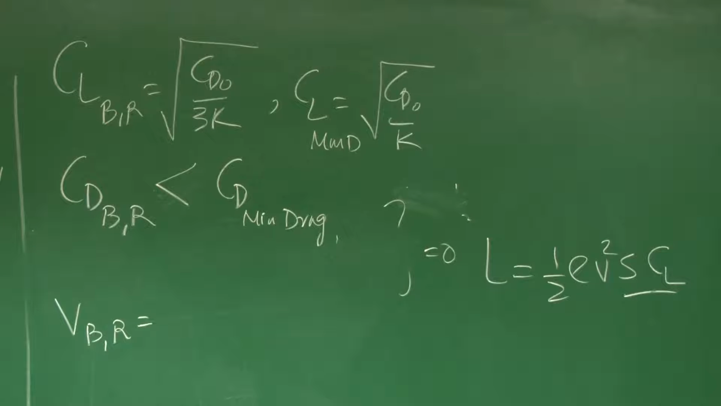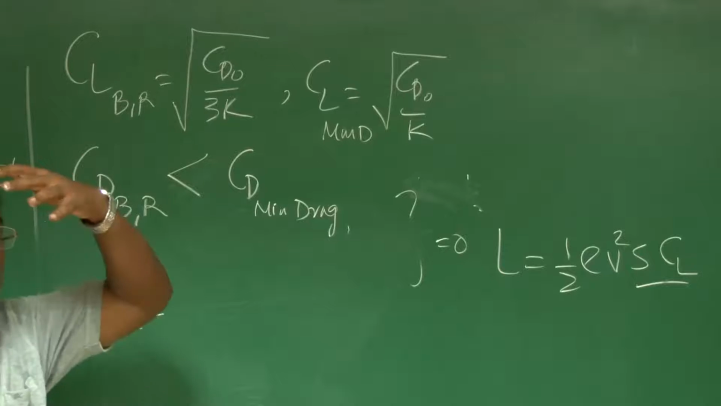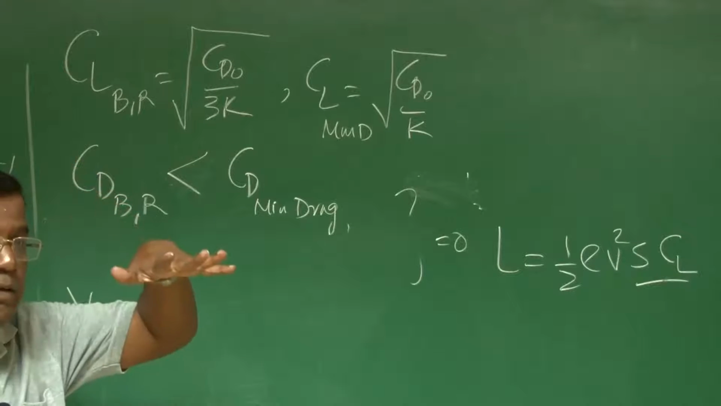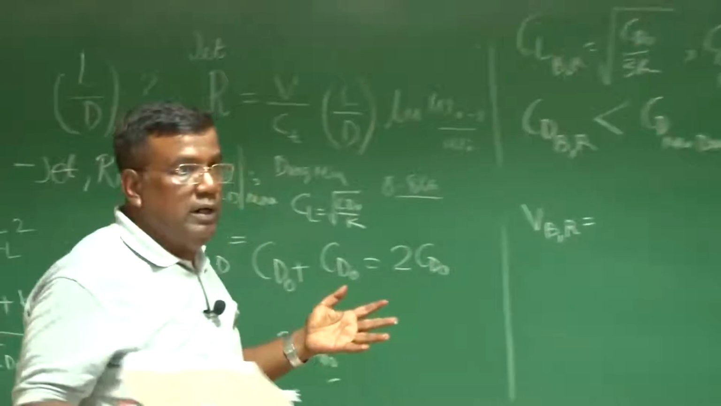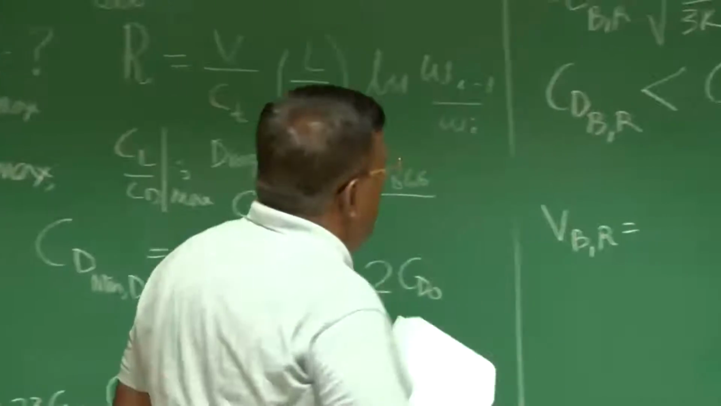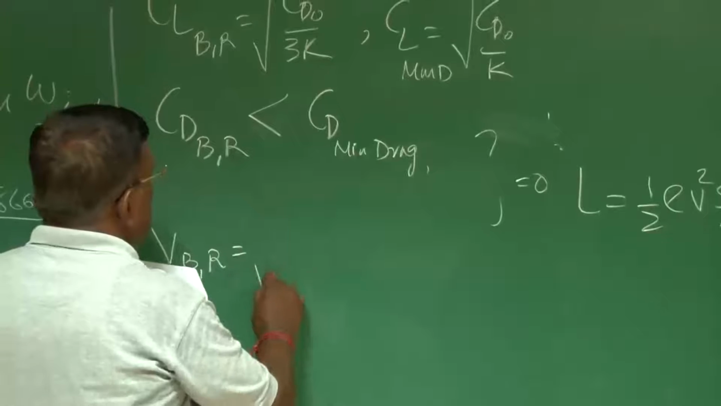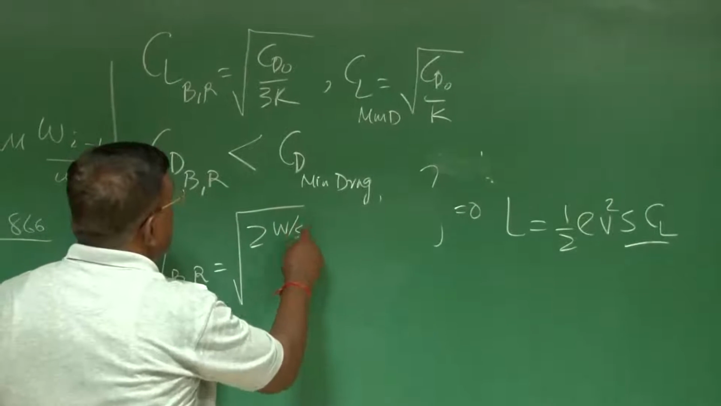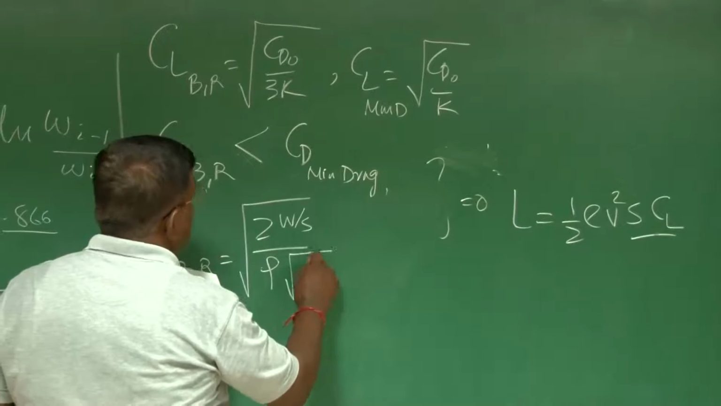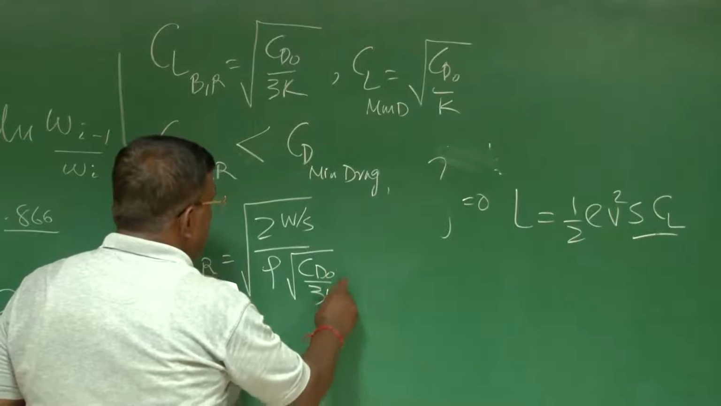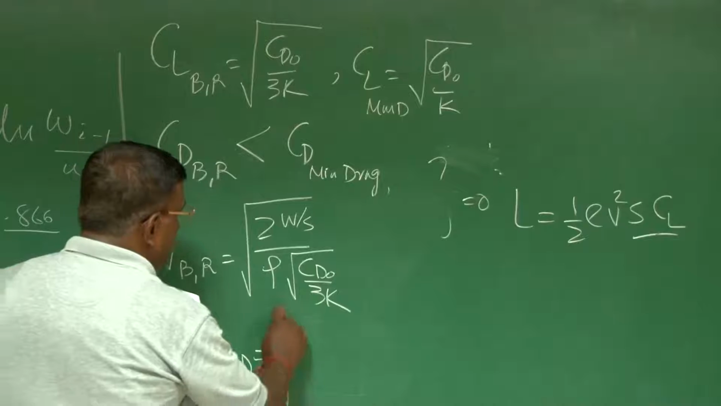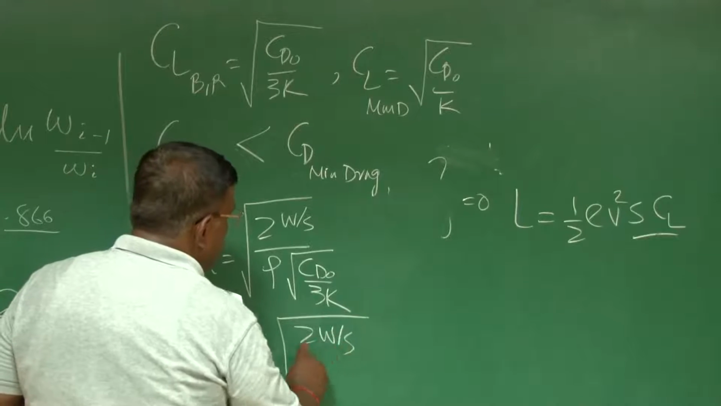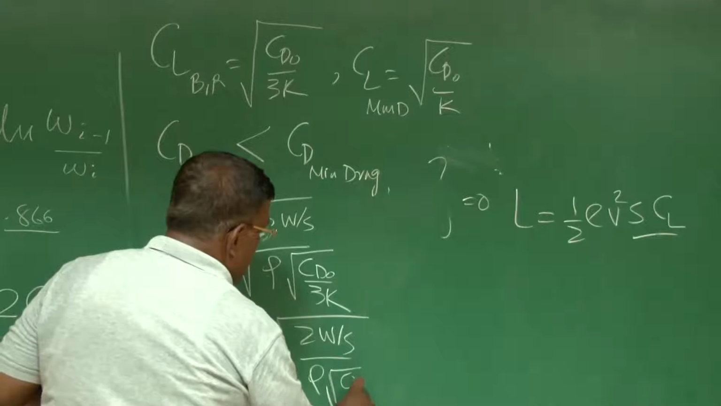The moment you know, oh yes, here I have to fly faster, immediately dynamic pressure will come to your mind. Faster means dynamic pressure more for a given altitude, so what will happen to the structure? All those things will come. So V for best range will be square root of 2W by S rho times CD naught by 3K, and V for minimum drag will be square root of 2 W by S rho times CD naught by K.